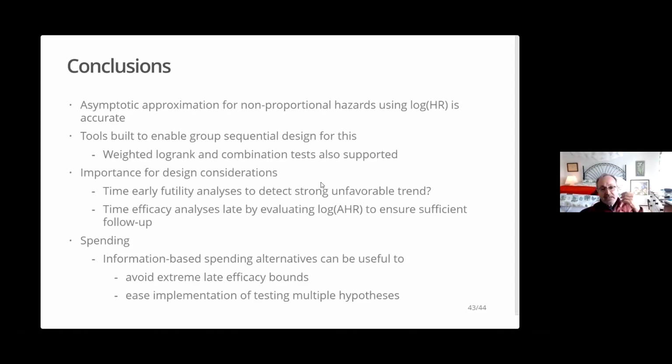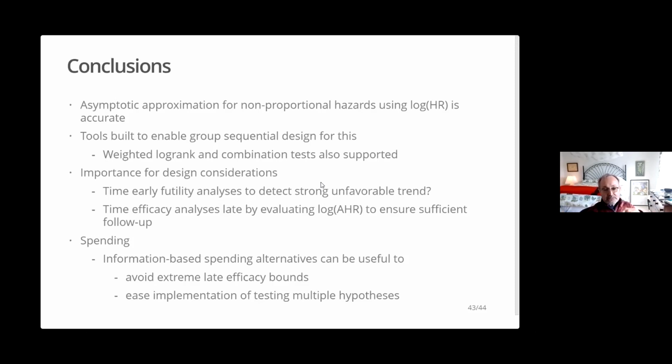But the importance for design considerations is you want to time early futility analyses to be not too early, but then I tend to focus on, is there a strong unfavorable trend? If you have an unfavorable trend, that may not be bad if it's weak, because you've got plenty of time for a strong effect to emerge later. So hopefully that average hazard ratio figure convinced you of that. But then if you use that average hazard ratio figure, you can also suggest what might be reasonable times to do your later analyses.